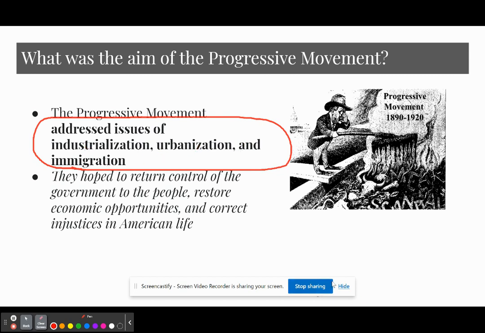To expand on that a little bit, they hoped to return the control of the government to the people, to restore economic opportunities. So this idea that if you have children working, they're going to drive down wages. We know that workers want to make a fair wage and that big businesses want to make a big profit. So things would be put into place to help the average person have access to economic opportunities, so that it wasn't just that the businesses were profiting and the workers were suffering and not making enough money. And then also to correct the injustices in American life.